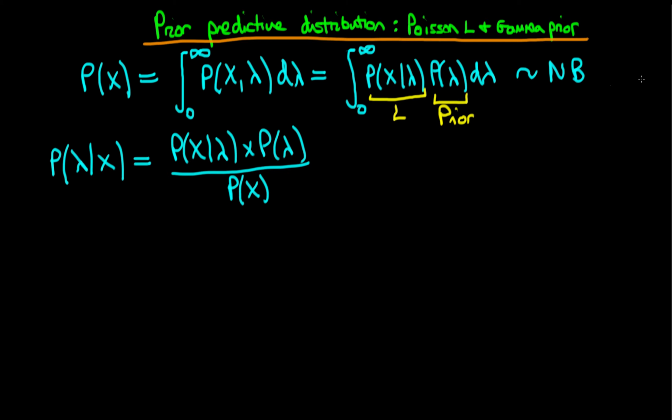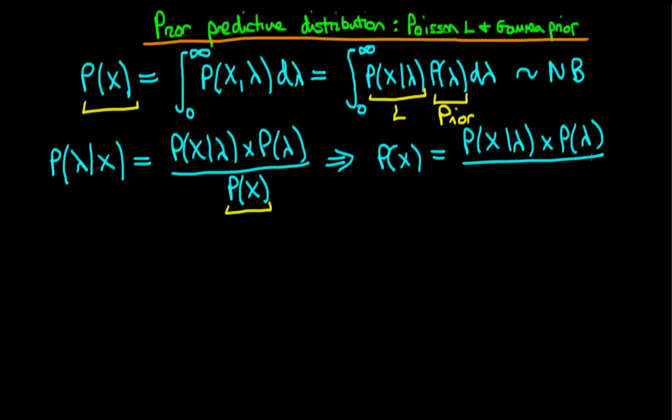When we write it like this, we see that the denominator is exactly what we are trying to get. So if we rearrange Bayes' formula for this particular probability, then our job is done. We get that the probability of x is equal to the probability of x given lambda times the probability of lambda, all divided by the probability of lambda given x, in other words the posterior. Because we have the posterior, the prior and the likelihood, we can substitute in each of these results, and we should hope to get the same result: that the prior predictive distribution is itself negative binomial.